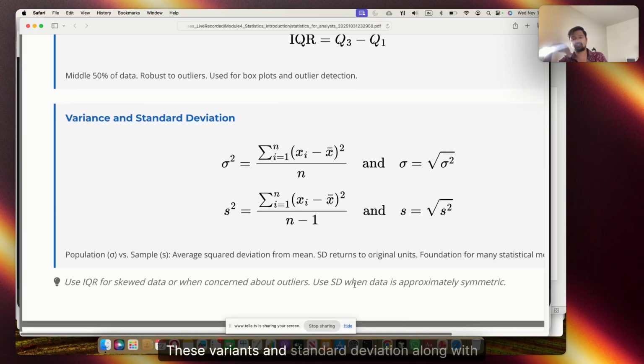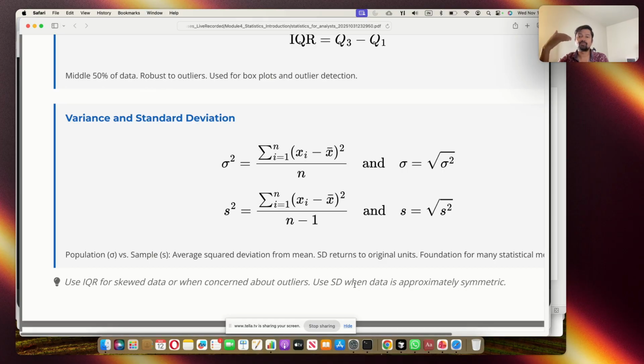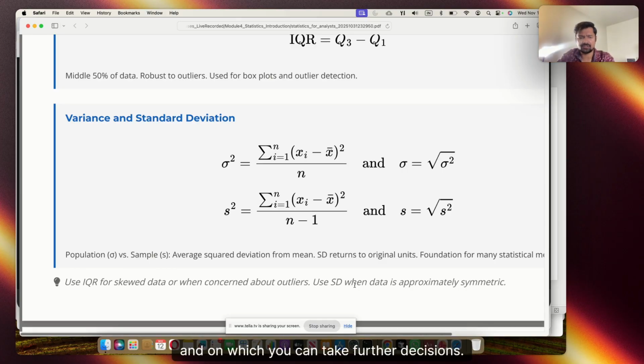Variance and standard deviation, along with the IQR, help you to make the box plots and identify the outliers, on which you can take further decisions.